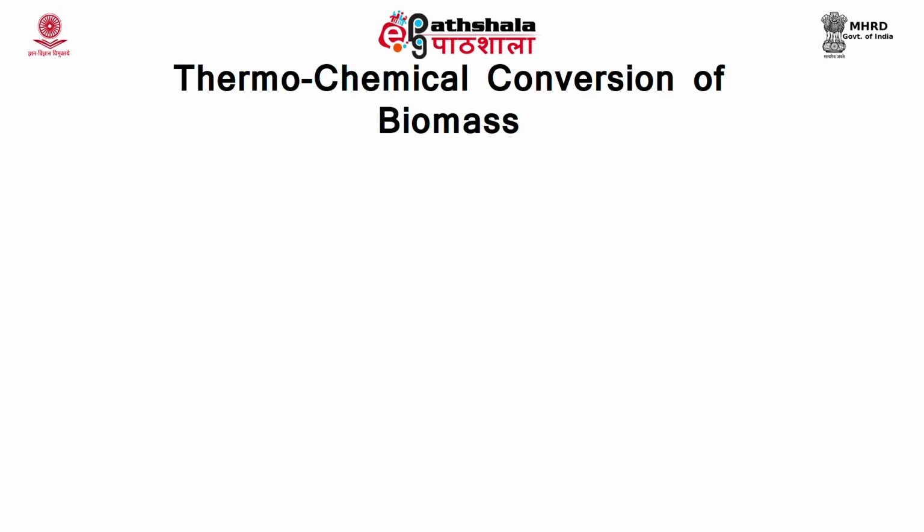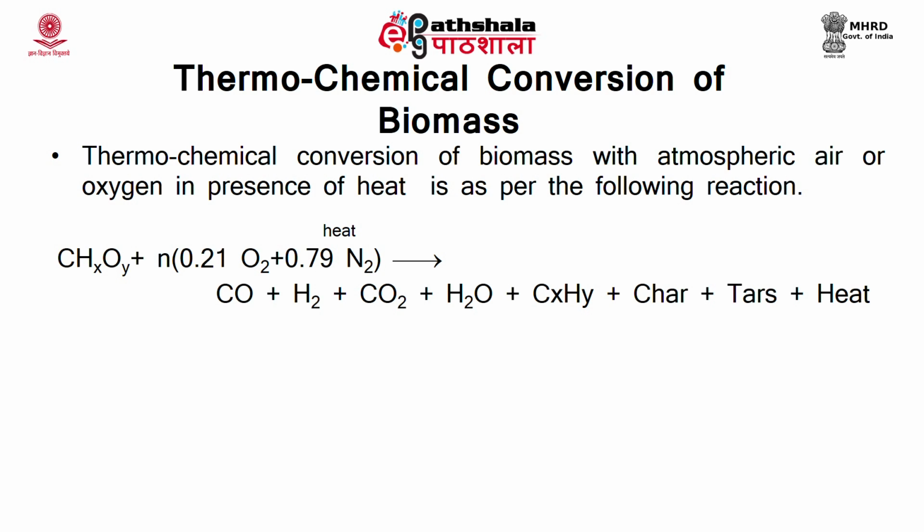Let us start with thermochemical conversion. Thermochemical conversion of organic material with atmospheric air or oxygen in the presence of heat is as per the following reaction: CHxOy plus N multiplied by 0.21 oxygen plus 0.79 nitrogen is heated to produce carbon monoxide plus hydrogen plus carbon dioxide plus water plus CxHy, which is hydrocarbon, char, tar and heat, where the 0.21 and 0.79 come from the air which is used for the burning purpose.